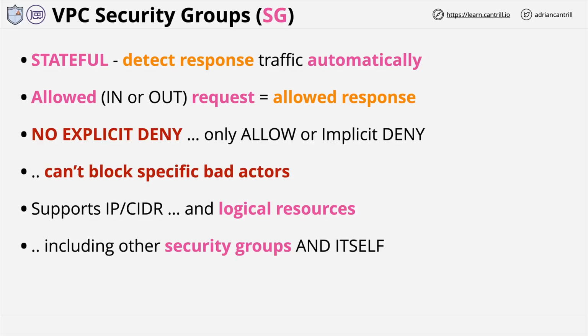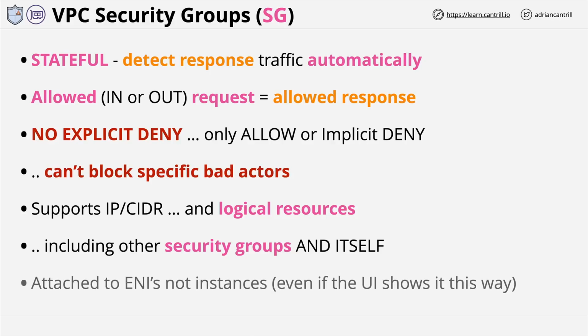An important thing to understand is that security groups are not attached to instances, nor are they attached to subnets. They're actually attached to specific elastic network interfaces, known as ENIs. Even if you see the user interface present this as being able to attach a security group to an instance, know that this isn't what happens. When you attach a security group to an instance, what it's actually doing is attaching the security group to the primary network interface of that instance. So remember, security groups are attached to network interfaces. That's an important one to remember for the exam.